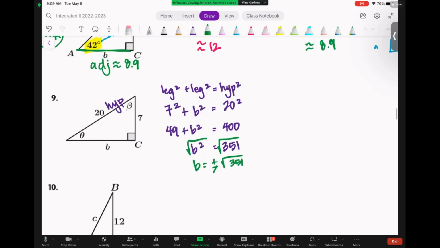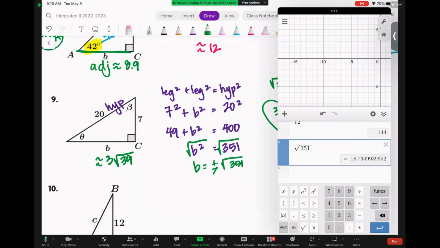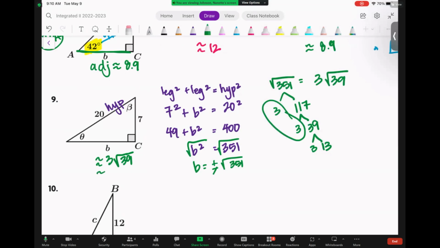So let me just take the square root of 351. And so I get 3 and 117. And then you try the 3's trick again, right? 1 plus 1 is 2 plus 7 is 9. So that's 3. And so that would be 39. And then this would be 3 and 13. And then I'm stuck, so I'm looking for pairs. So the answer is 3 root 39, since 3 times 13 is 39. So b is about 3 root 39. Just so you have an idea, it's about 18.7. That looks like it makes sense to me, that if the hypotenuse is 20, one of the legs is 7, the other one is 18.7, that seems about right.